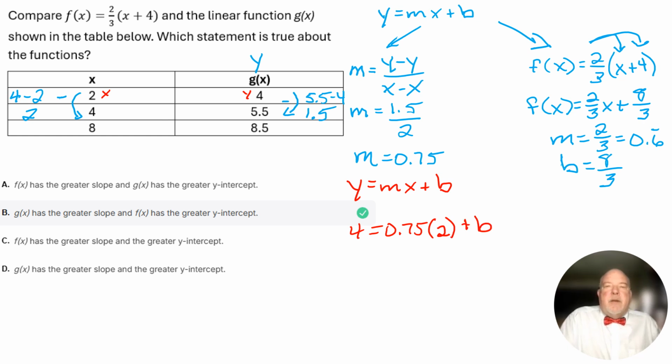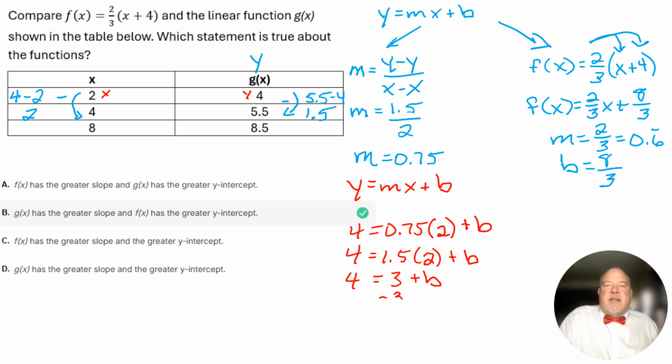We're going to multiply that times the x value, which we're using 2 from the table, and then plus b. So now I have 4 equals 1.5 times 2 plus, I don't know why I wrote a 3 there. That's a 2. Oh my gosh, it's been a long day. So I'm going to put a 2 there and then plus b. Go ahead and multiply 1.5 times 2 and I get 4 equals 3 plus b.